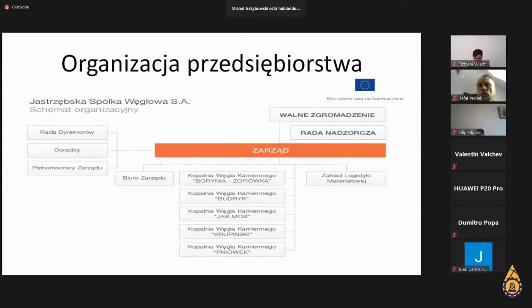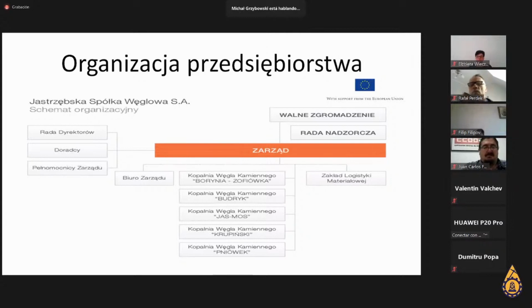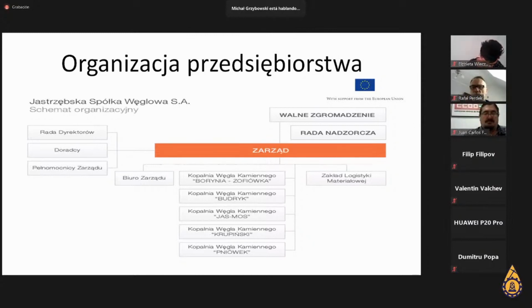So here we can see a chart which I allowed myself to create, and this is an organizational structure in the mining sector. This is the Jastrzębska Mining Company, and we can see the structure, and we can have the individual mines that are affiliated with that mining company. So we can see the management board. It's marked with the red or orange color on the slide, and the management board is responsible for the operation of the entire enterprise, including these individual mines.